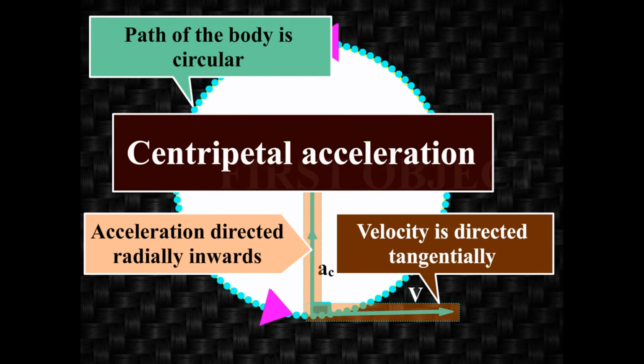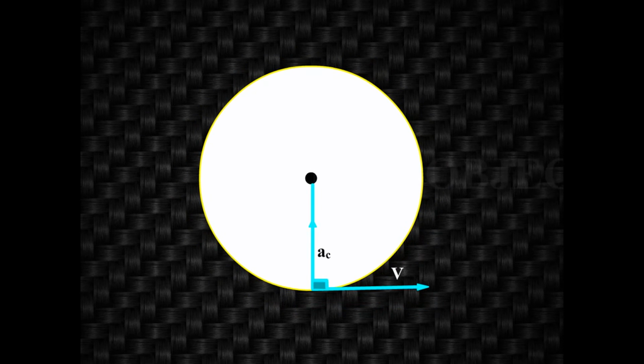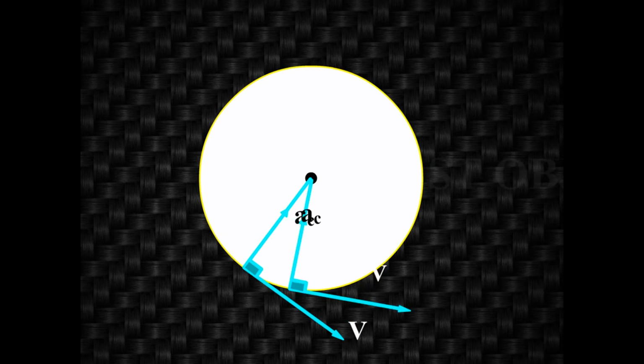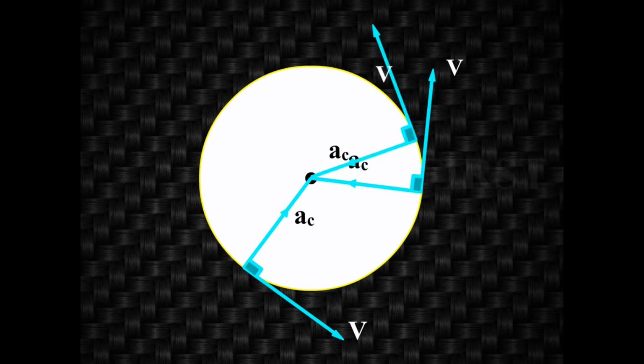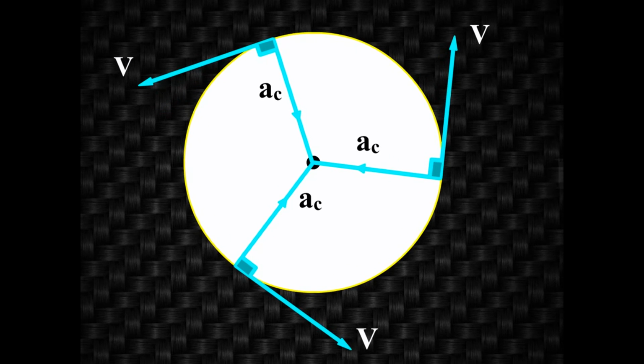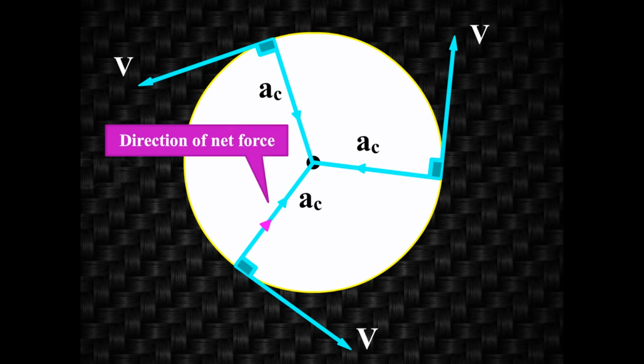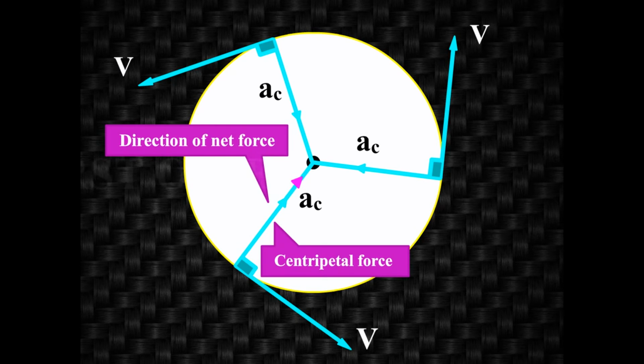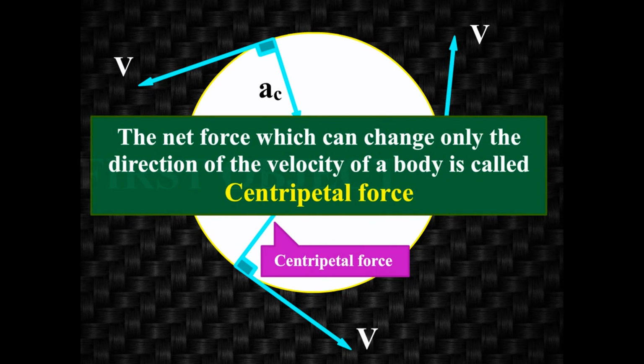Newton's second law says that the net force on a moving body produces an acceleration in it, which is directed along the net force. So, in uniform circular motion, a net force acts towards the center. This net force is called centripetal force. The net force which can change only the direction of the velocity of a body is called centripetal force.